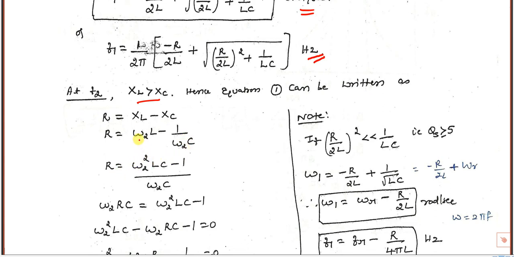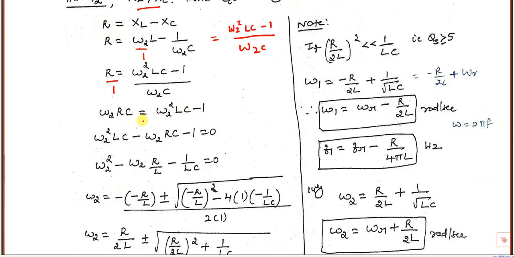So R is equal to, take the LCM, omega 2 C, and cross multiply. It is omega 2 square LC minus 1. Again you cross multiply, and it is omega 2 RC is equal to omega 2 square LC minus 1. This term you bring to the right side. Omega 2 square, if you bring it to the right side, it becomes minus omega 2 RC. This minus 1 I keep as it is.